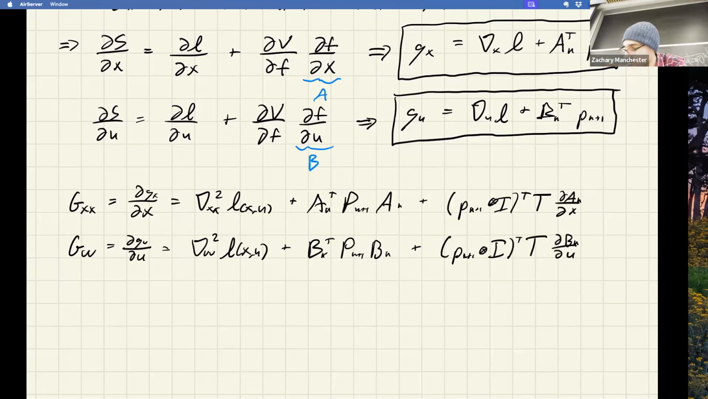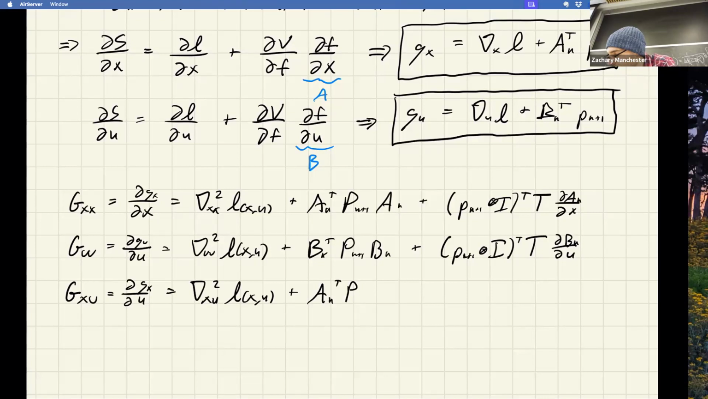And then the last one is that cross term, the mixed partial. You can get this both ways. We're going to write it as partial of g sub x with respect to u. You could also do g sub u with respect to x. You could do it either way, right? Because it's symmetric. It's got to be the same both ways. So this is the mixed partial of the one-step cost. And then it's got this cross-term flavor here. And then it's got a similar looking tensor term over here.